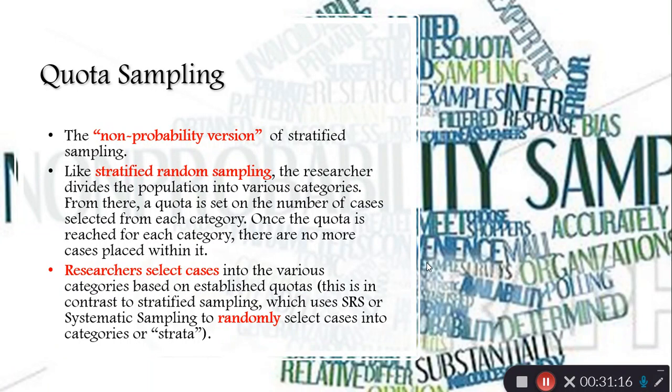So with quota sampling, we're not utilizing any kind of random sampling method in terms of placing individuals into each category. It's really about placing individuals into each category and stopping when our quota has been met. So there's no systematic randomization of placement in categories. It's just simply placing individuals within each category until we have met whatever our preset quota might be.